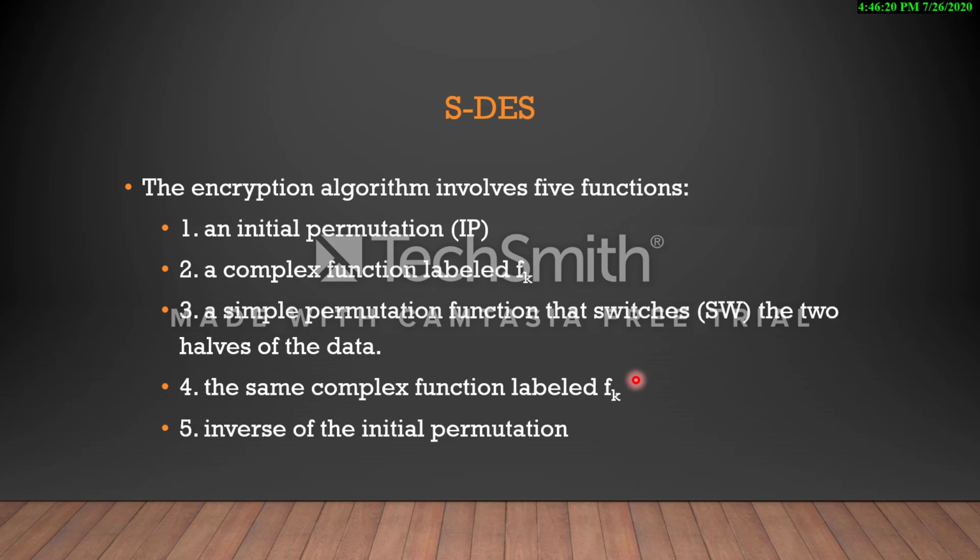For SDES encryption or SDES decryption, totally 5 functions will be there. In SDES encryption, the first function is initial permutation, the second function is the first round, that is the complex function, the third one is the switch function, the fourth one is the same complex function fK for the second round, and the fifth function is the inverse of initial permutation.